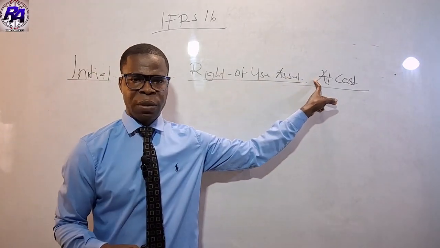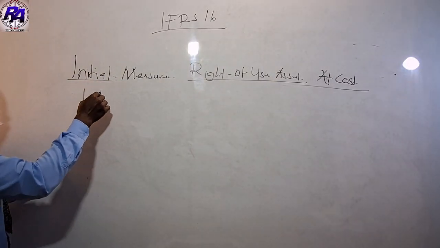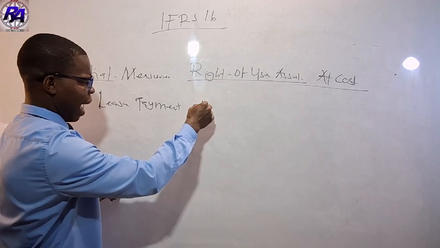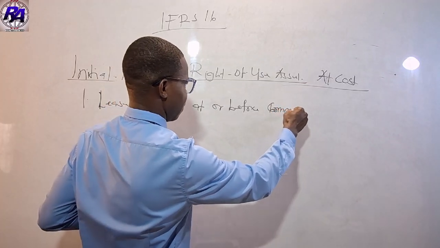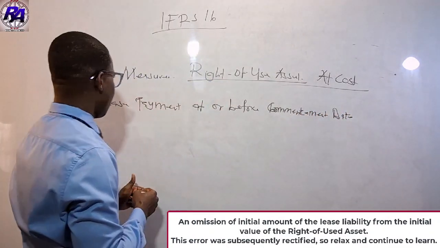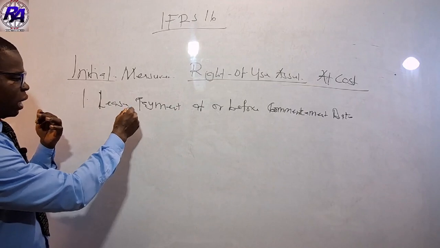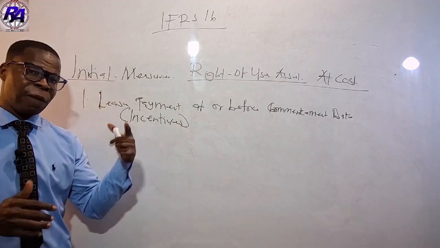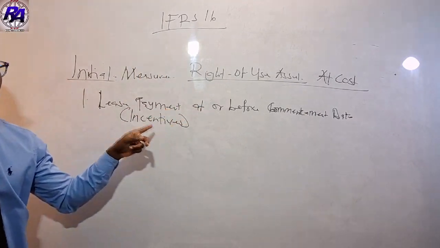Now, what constitutes the cost of a right of use asset? One, the first one is the lease payment. In fact, the fixed lease payments that are paid at or before, please take note, the commencement date. I'm stressing on this because it's very important. Any lease payments paid at or before the commencement date, if there is any incentive, we will take it away, we will lessen them. So if there is any incentive provided by the lessor to the lessee, the same thing applies in the determination of the lease liability.